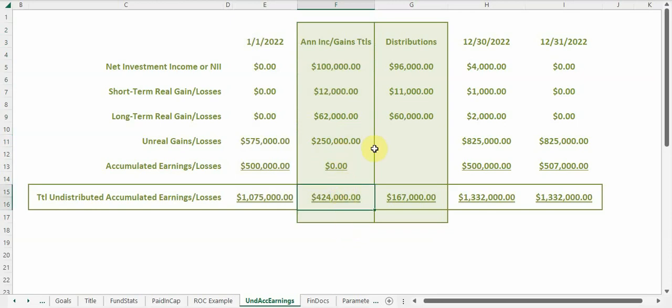$424,000. Now, throughout the year, our hypothetical fund paid distributions from net investment income of $96,000, distributions from short-term gains of $11,000, and distributions from long-term gains of $60,000, for a total of $167,000 in distributions. Now, if you notice, on the day before the last day of the trading year, our hypothetical fund has an undistributed amount of $4,000 from net investment income.